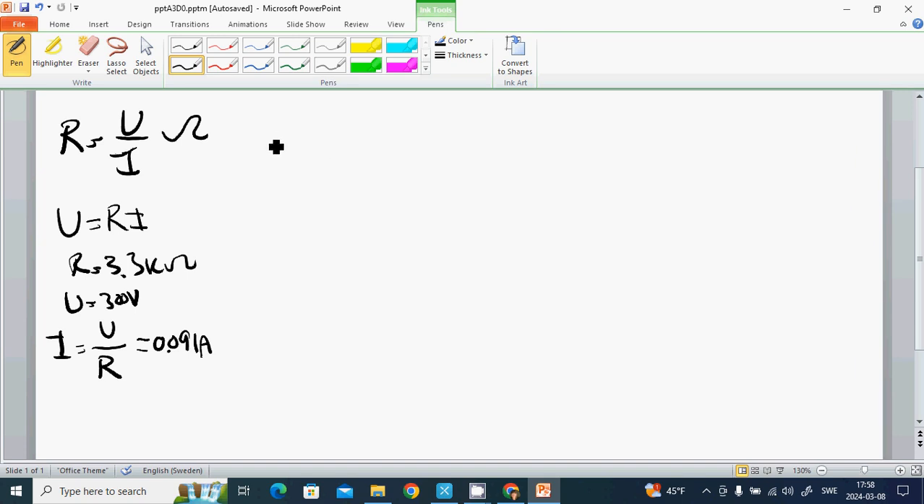Another example: the current I is 15 milliampere when the resistor is connected to a voltage of 6 volt, and R equals U divided by I, which is 6 divided by 15.